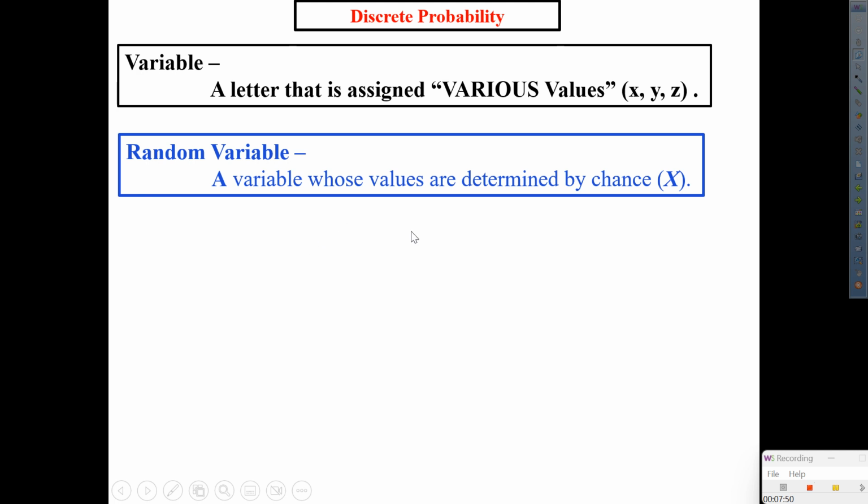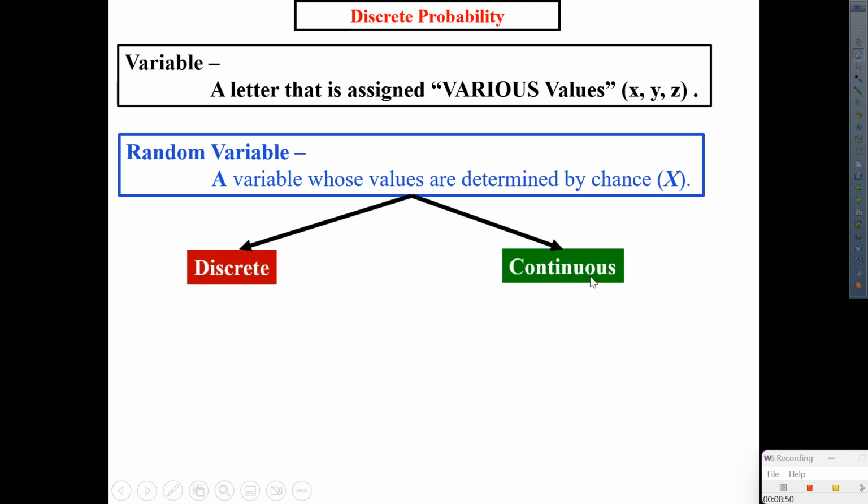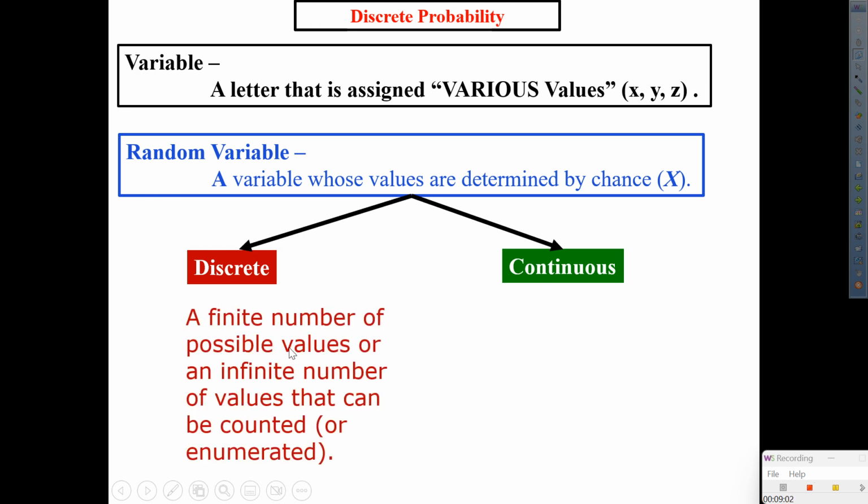All right. So, there's two types. There are discrete and continuous. And we already talked about this some time back when we started. Discrete are basically the ones that can be given a number of possible values, or if there's an infinite number of values, then they can be enumerated or counted in a particular way.